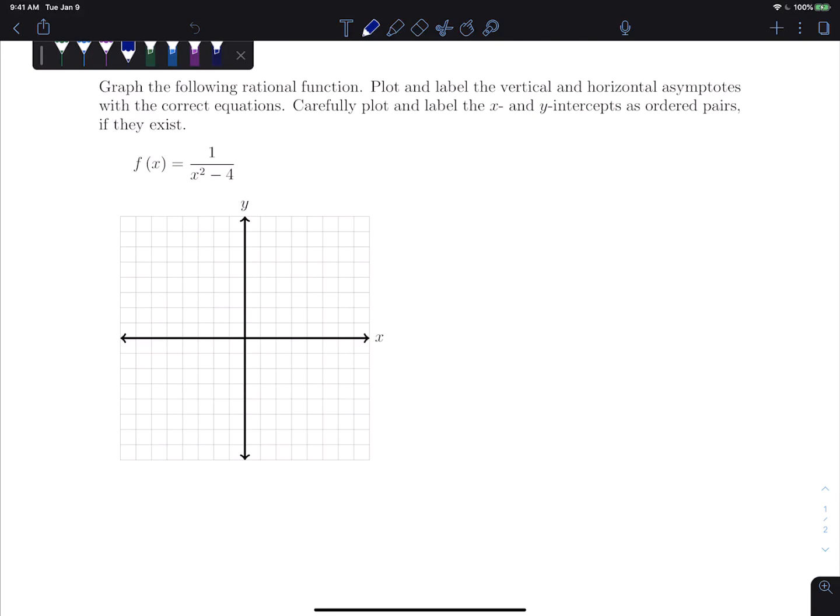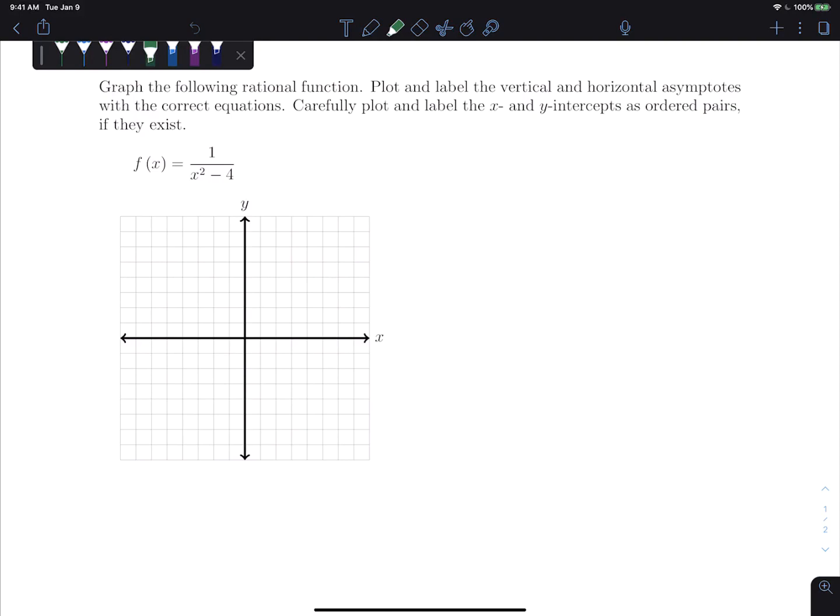Hello. In the following video, we're going to go ahead and graph the following rational function. We're going to plot and label the vertical and horizontal asymptotes and the x-y intercepts if they exist. So the function that we're going to graph is f of x equals 1 divided by x squared minus 4.